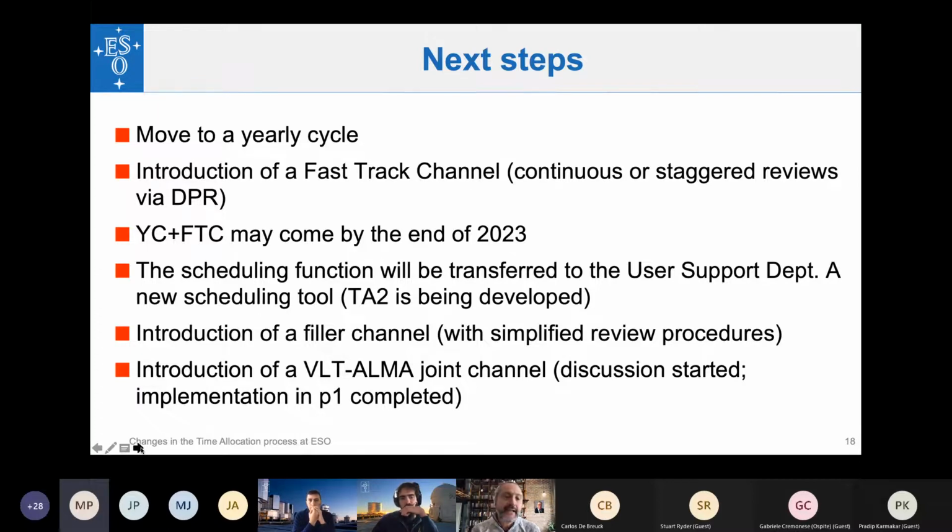Finally, we are introducing a VLT ALMA joint channel. It's an important thing. It was part of the requirements that were put in by the time allocation working group. The discussion has started with our partners at ALMA, and the implementation in terms of submitting these proposals and the P1 ISO interface are already in place, so it will be already possible.